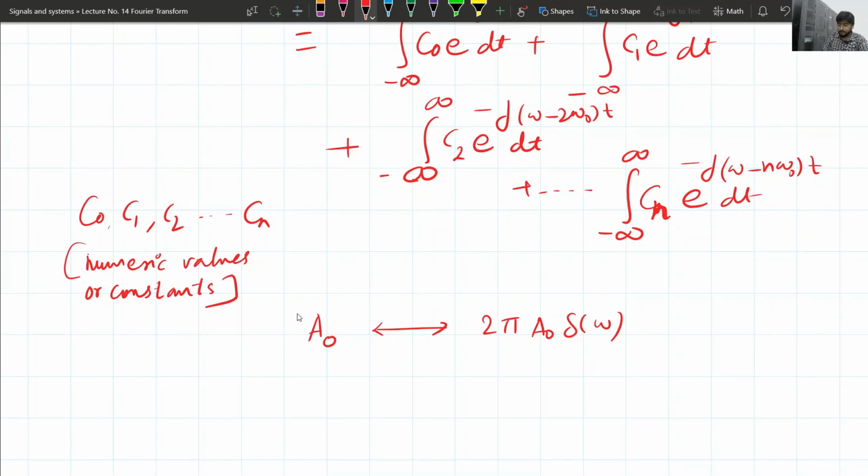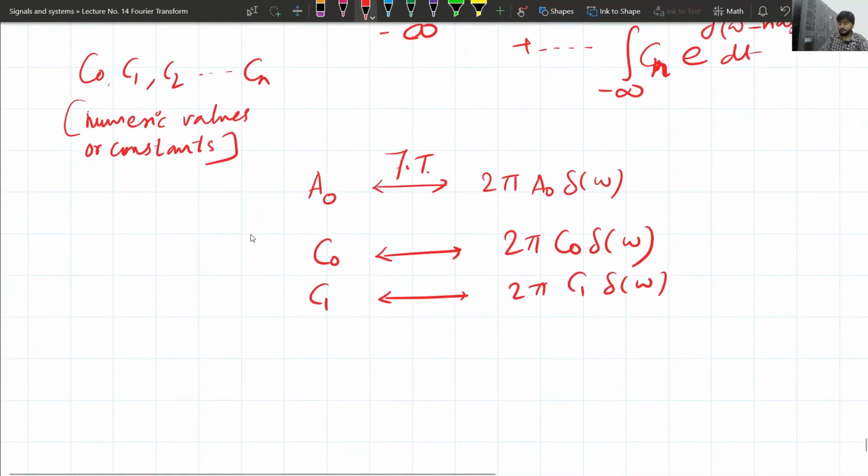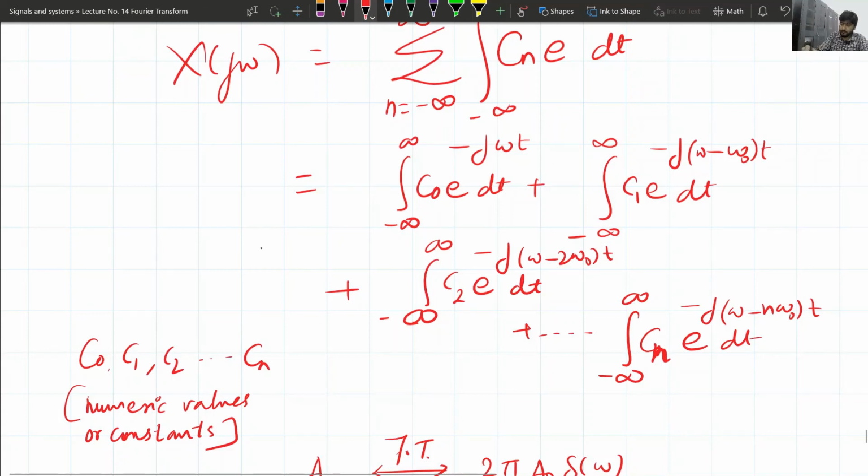Then, instead of writing a naught, let's say C0 will have a Fourier transform of 2 pi C0 into del omega. Similarly, C1 will have a Fourier transform 2 pi C1 into del omega, and so on. Cn will have a Fourier transform of 2 pi Cn into del omega. Now it's not just Cn, we have Cn multiplied by an exponential.